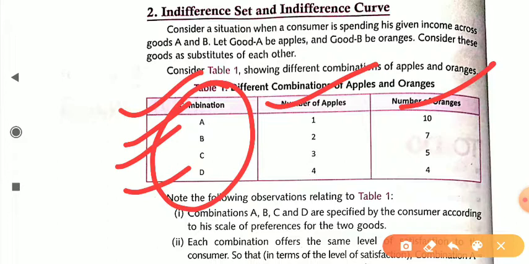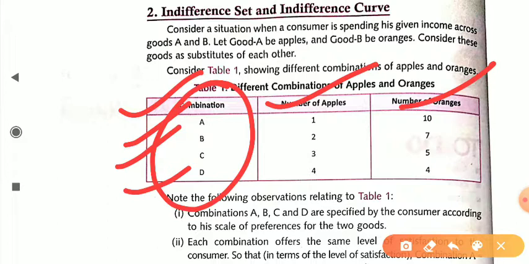So according to the preference, a consumer can buy different sets. Like, suppose I like mango, so I will go for combination A, 10 units of mango and 1 unit of apple. And suppose Namrata likes combination C, so she will go for 5 units of mango and 3 units of apple. So according to the consumer the combination may be different, or I can choose any one of the combinations like A, B, C and D.